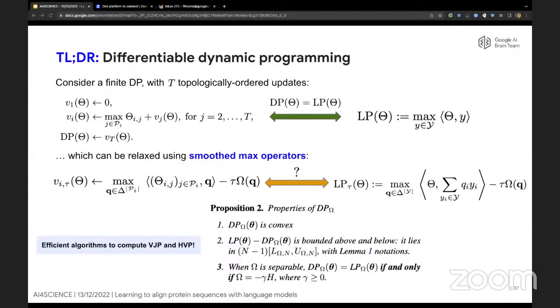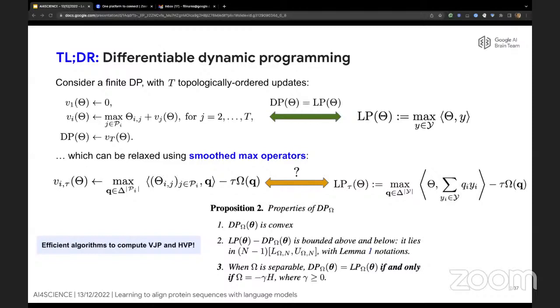So, very quickly, if we have some finite DP, we can always sort all of its states according to the order in which we would do the updates to solve the Bellman equations. And then again, we can prove that this is equivalent to a shortest path problem, which we can write as a linear program. So if we wanted to smooth the dynamic program, one possible idea would be, okay, let's smooth the linear program instead.